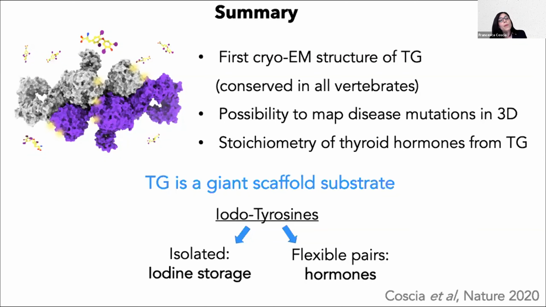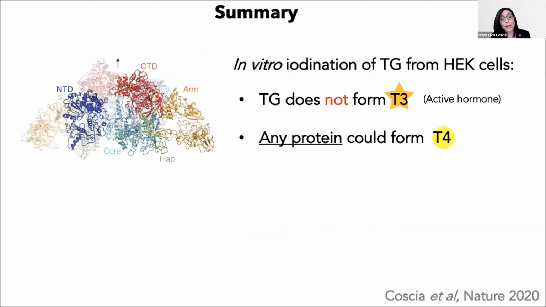So thyroglobulin, from our studies, is a giant scaffold substrate, and its tyrosines are iodinated. When they are isolated, they just serve as an iodine storage device, while if they are close to each other, then they form hormones. So probably the most important outcome is that we determined unambiguously the stoichiometry, so how many copies of hormones are formed from TG. But while we know how many copies of the hormones are formed, we don't know anything about the ratio between T4 and T3.